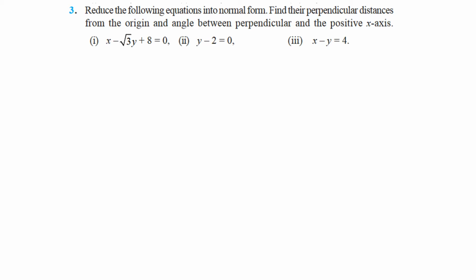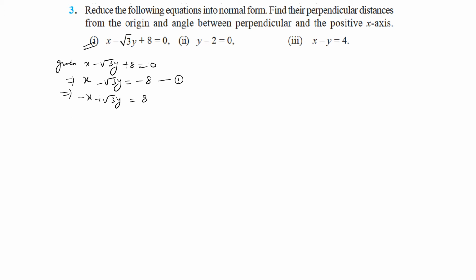Now let us check how to reduce an equation to normal form. Question number 1 here is: the given form is x minus root 3y plus 8 equal to 0. Firstly I'll express it as minus 8. I need to make this negative sign positive, so multiply both sides by minus 1, so it becomes like this.